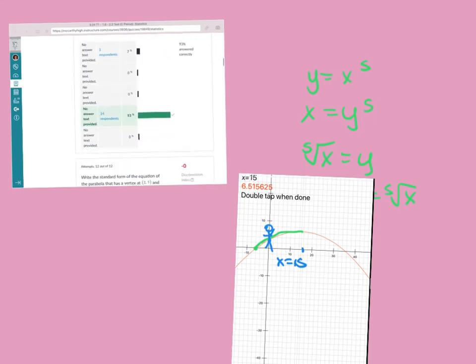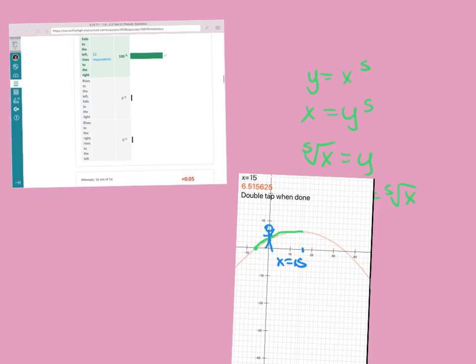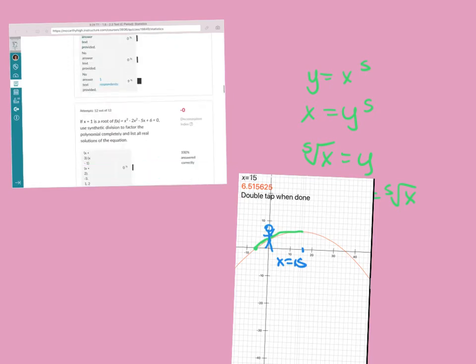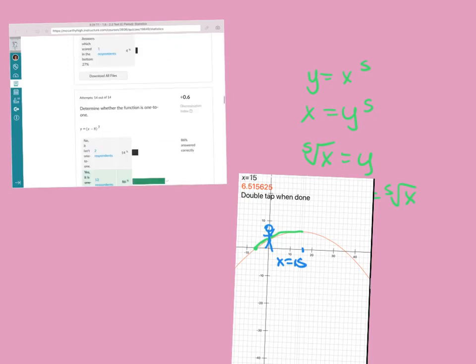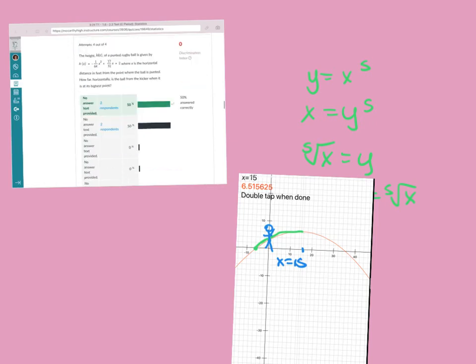The other version was this one, which was 17 over 32 x plus 2. So it was 17 for the x value.